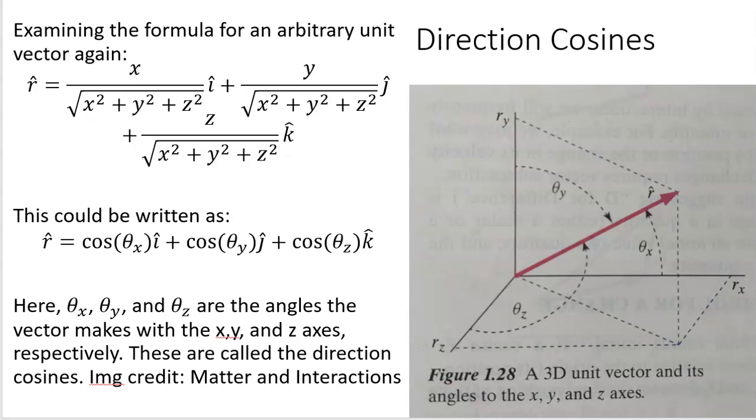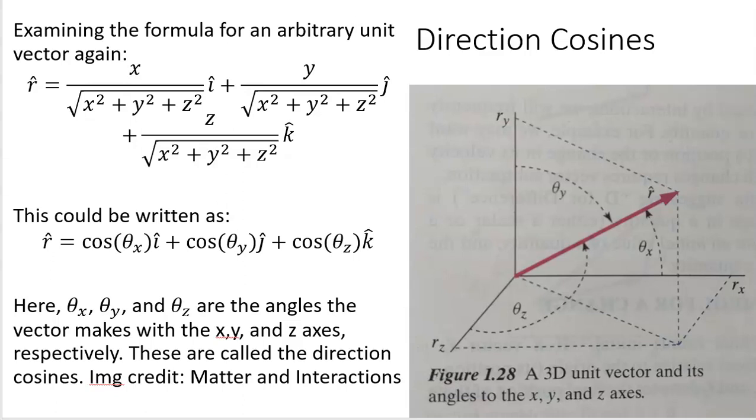Theta x, theta y, and theta z are the angles of the vector with respect to the x, y, and z axes. And that's indicated over here in this figure, right? You might need to pause the video for a second and really stare at that to make sure that you understand it before moving on. After a little bit of study, though, I think that you'll see that that's true. Now, we call these cosines the direction cosines, for obvious reasons.